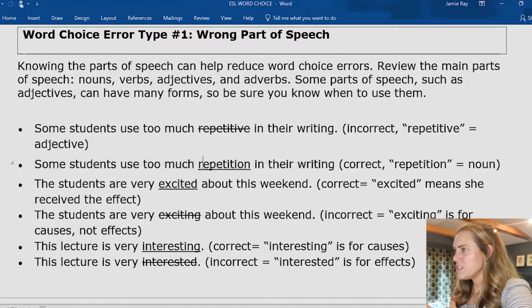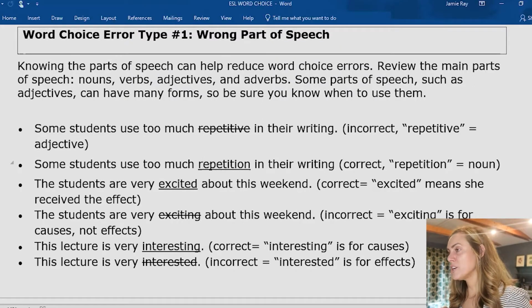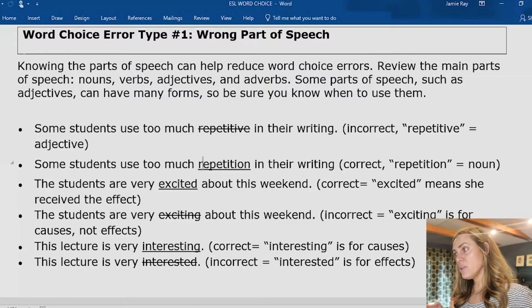How do you know when to use repetitive and when to use repetition? Study the parts of speech. Make sure you know what a noun is, a verb, an adjective, an adverb, and understand their functions within a sentence. And then over time, you will avoid these errors too.